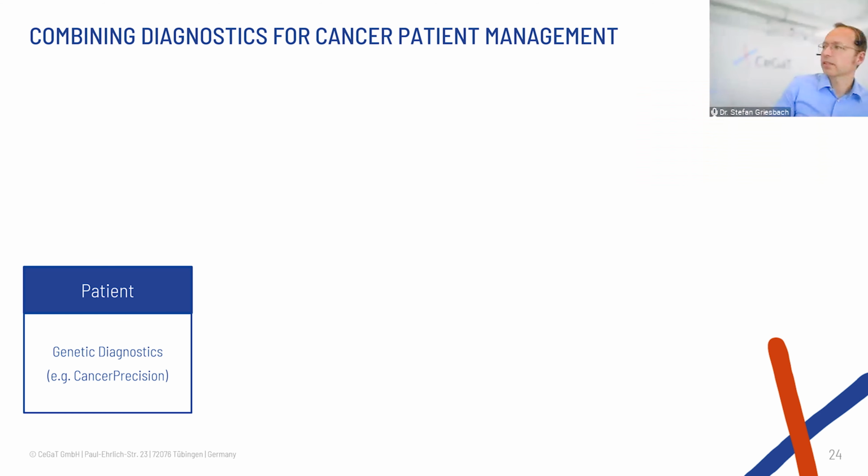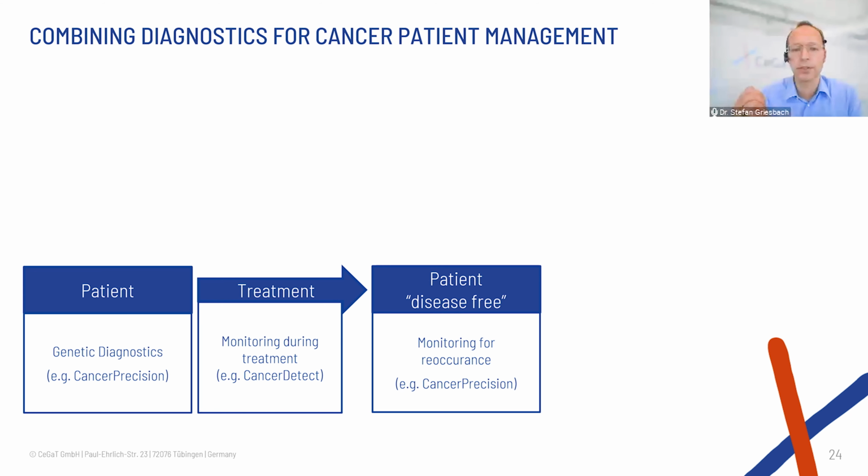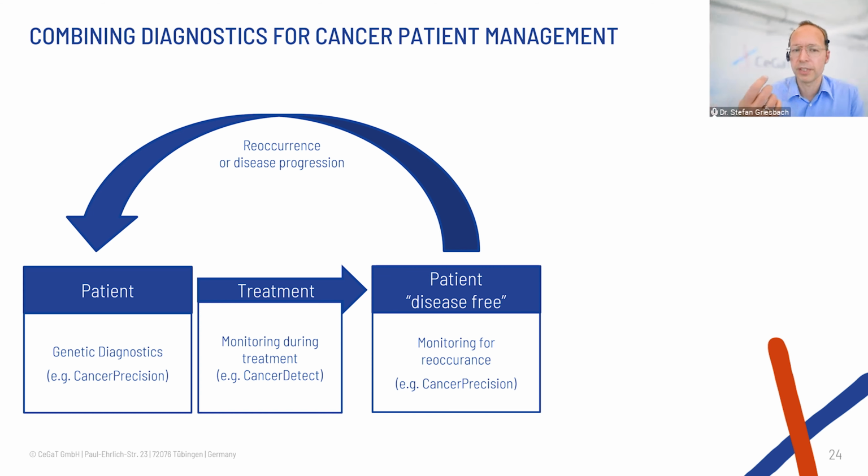And this, I think, is a slide that will very nicely hand over to Saskia's part of the talk: how can this be combined in patients' treatment, and how can we assist and accompany patients on their journey in treatment. First of all, we start off with a patient that gets a general genetic diagnostic like our Cancer Precision based on a biopsy sample. Then during treatment, we monitor depending on the treatment, for example, with Cancer Detect. We then have a patient that could be considered disease-free, and we monitor for reoccurrence. And if we have a reoccurrence or disease progression, we go back and do a full molecular examination on that particular patient in order to understand what has changed and what our new options are to treat the patient.